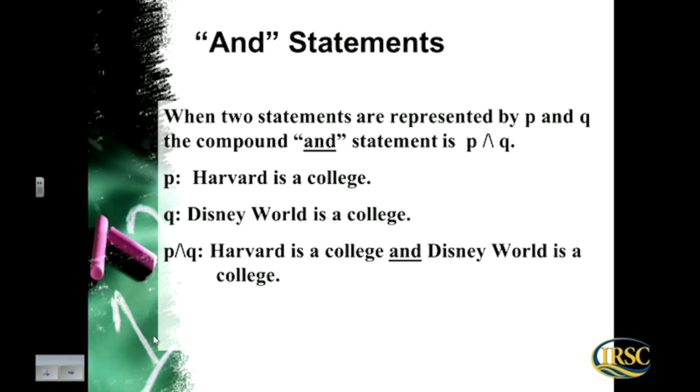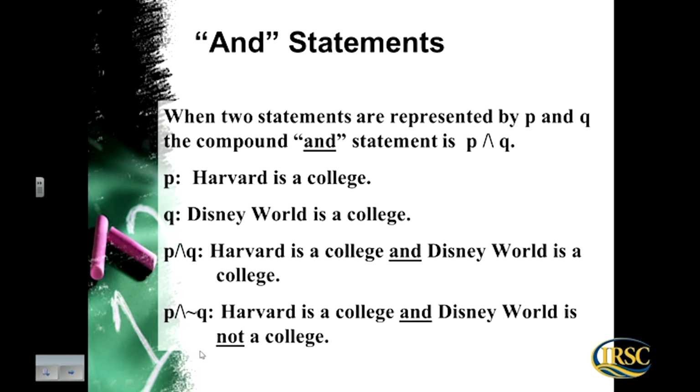So then your next one would be to translate this symbolically. So go ahead and write that into words. Notice the additional symbol that we learned last time. So if you recall, that symbol stands for the negation of Q. So hopefully you wrote something like Harvard is a college and Disney World is not a college.